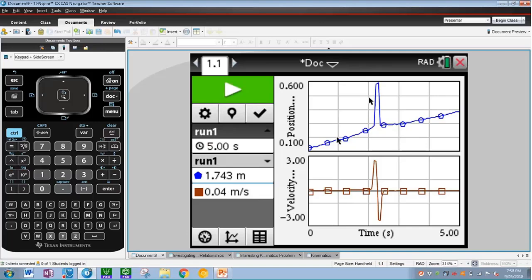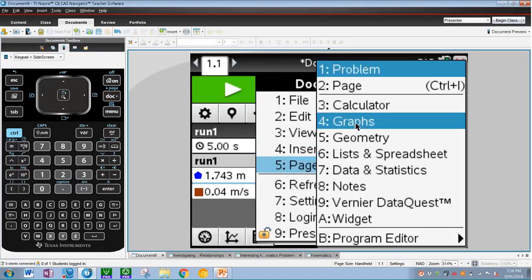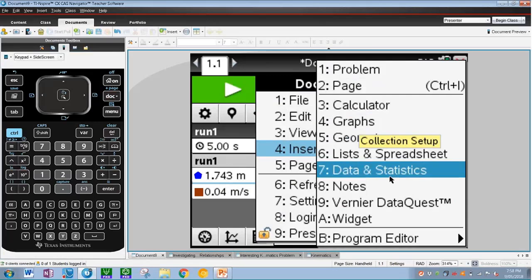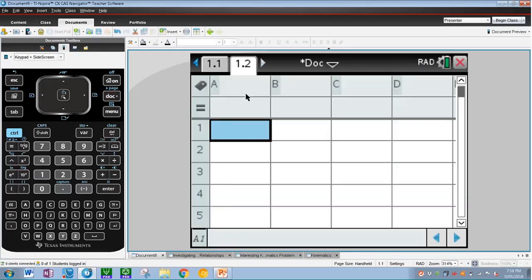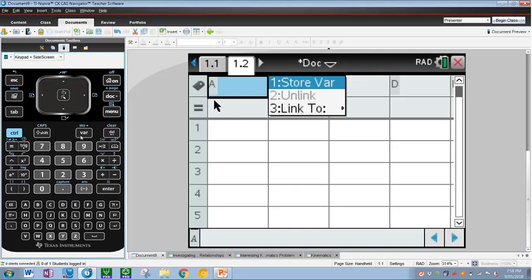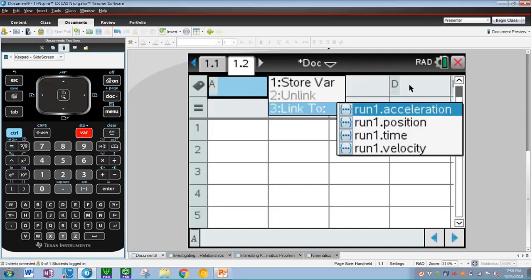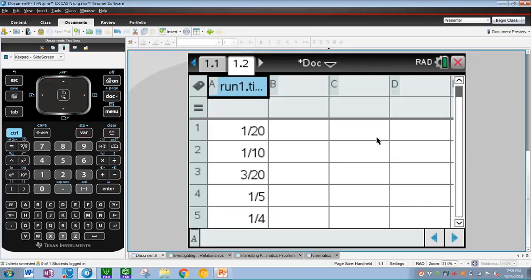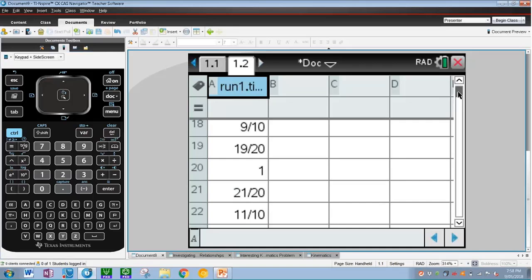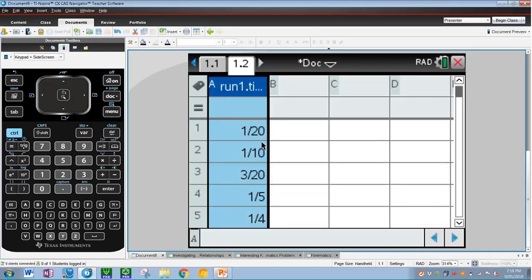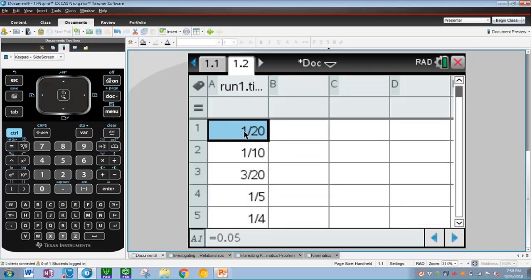But if you'd like to take that position time data and put it into a list and spreadsheet app, all you have to do is go to Doc, Insert, or you can, of course, use Control-I, and then go to List and Spreadsheet. Then when you go up to A, you can press the var button, then link to, and then run1.time. What that does is copy all the time values. Of course, we're doing 20 samples a second, so that's 1/20th of a second per sample. So there's the first sample, the second sample, third sample, etc.